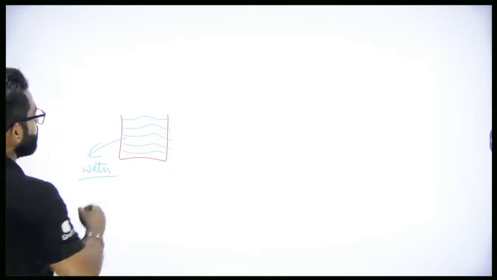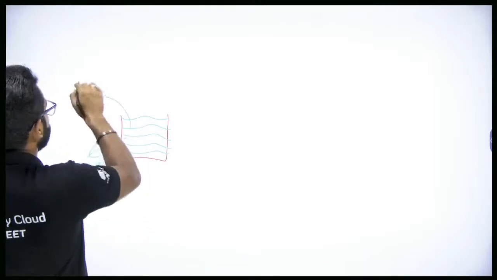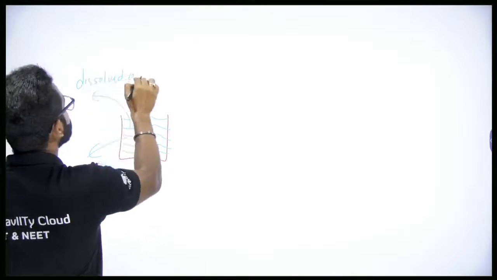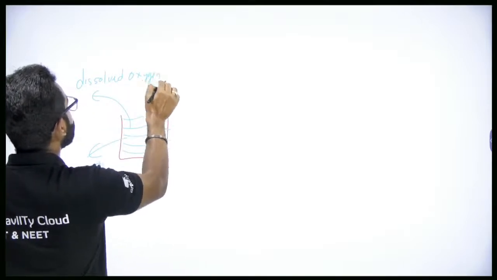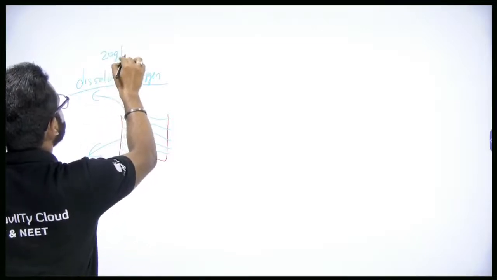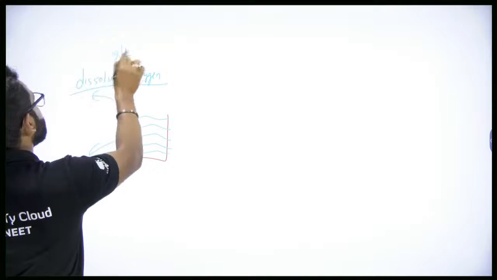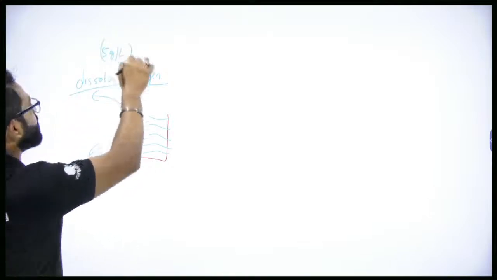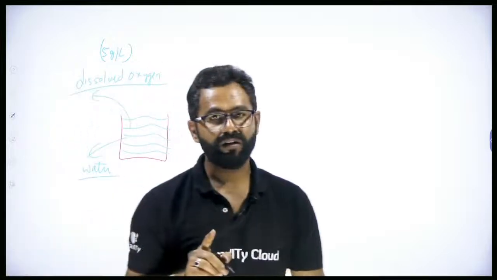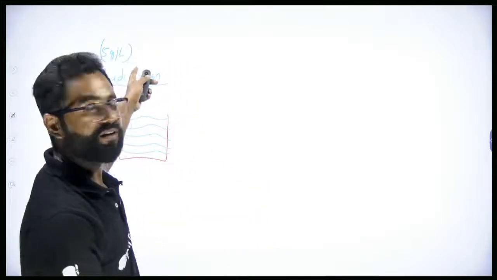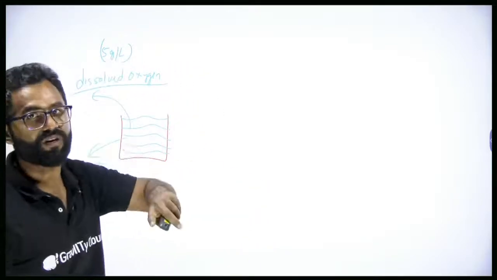Right? Let's say the oxygen is dissolved here. This water has dissolved oxygen. Let's say it is 5 gram per liter. That means in 1 liter of water, 5 gram of oxygen is dissolved. We can say in 1 liter of water, 5 gram of oxygen is dissolved.